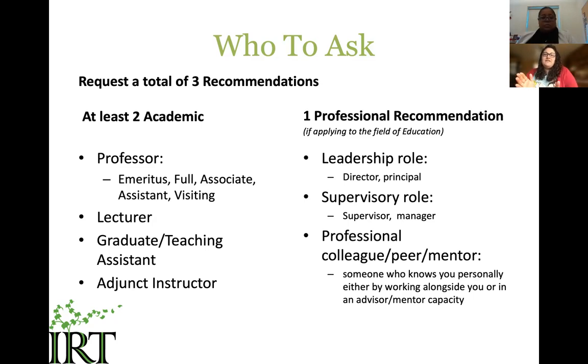All of that being said, the third letter of recommendation could be a professional recommendation or from a professional connection. It could be from a leadership role you've held, a supervisory role that either you've held or someone supervised you in, or a colleague, a professor, a professional peer or mentor. Again, these are in the hierarchy of what is considered strongest. So a director, a principal, a superintendent, and a manager, a direct supervisor. These are all the strongest professional recommendations you could have.